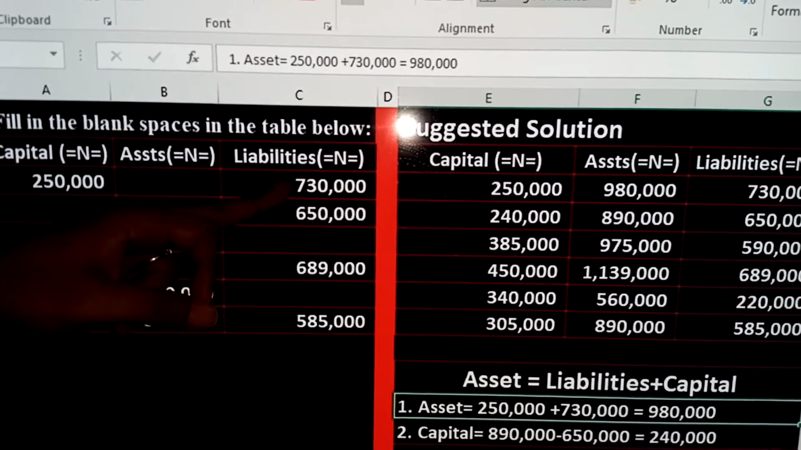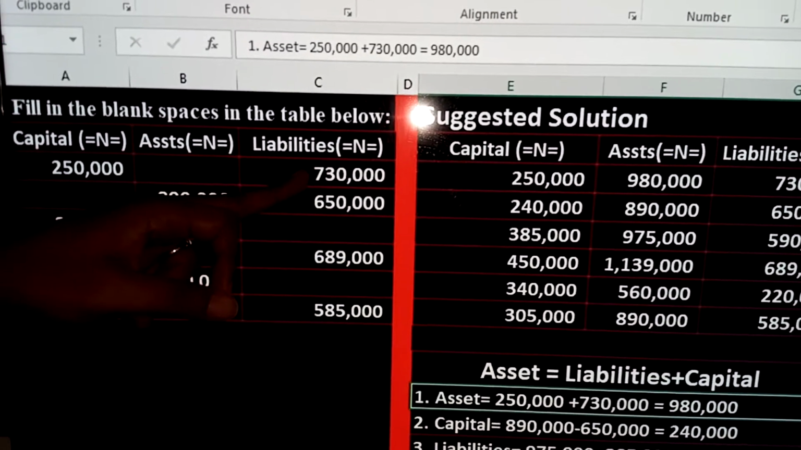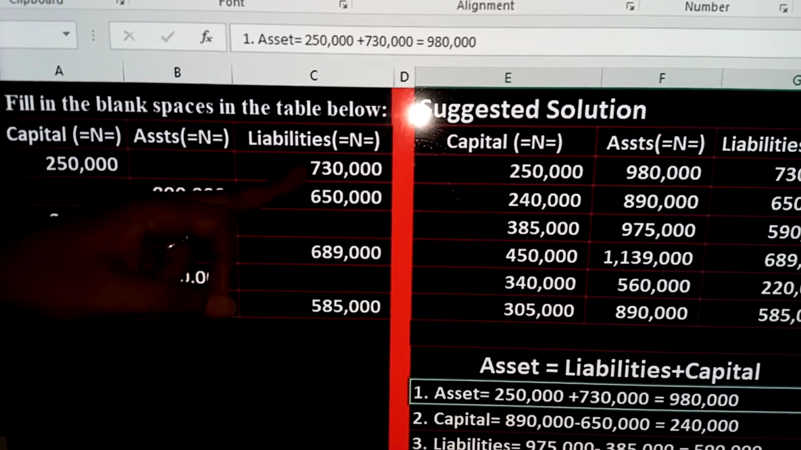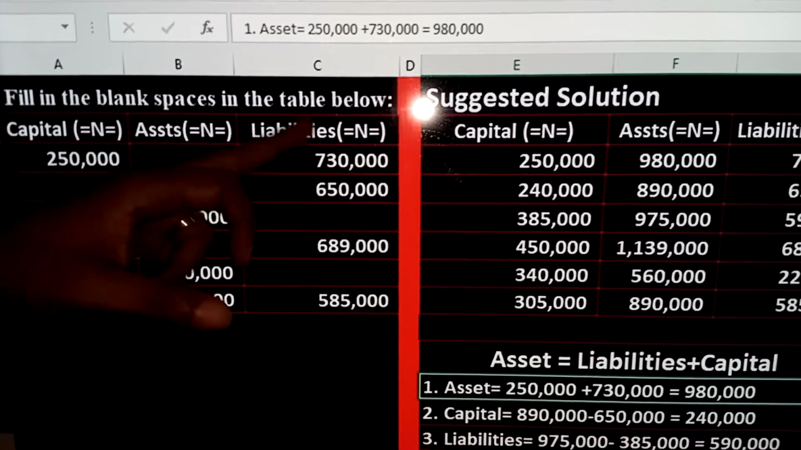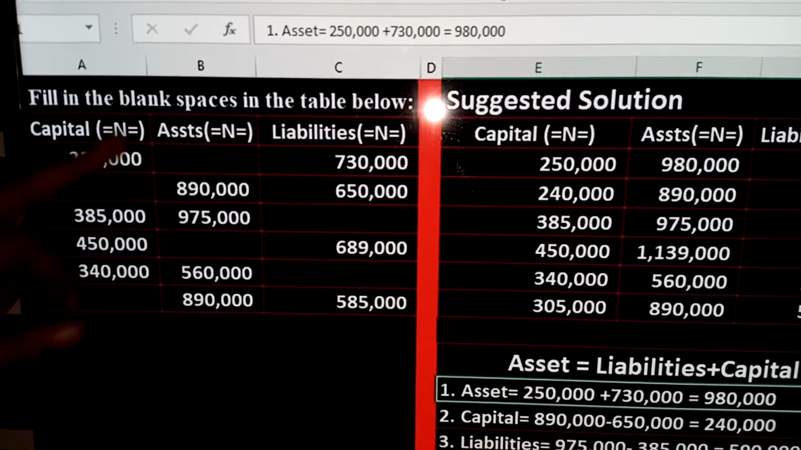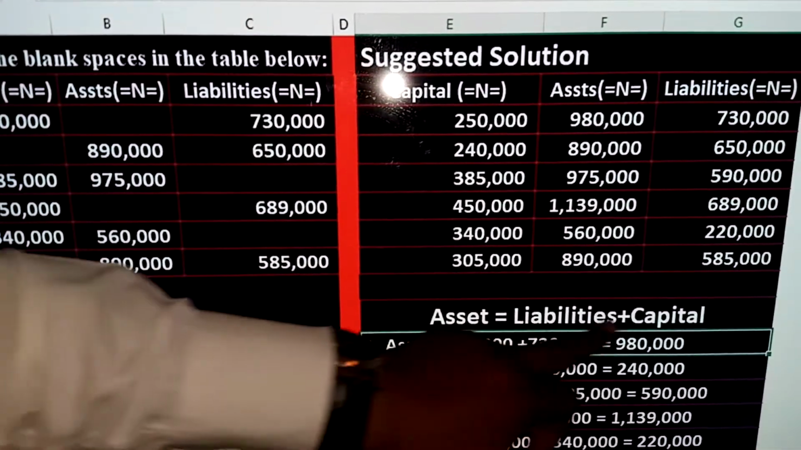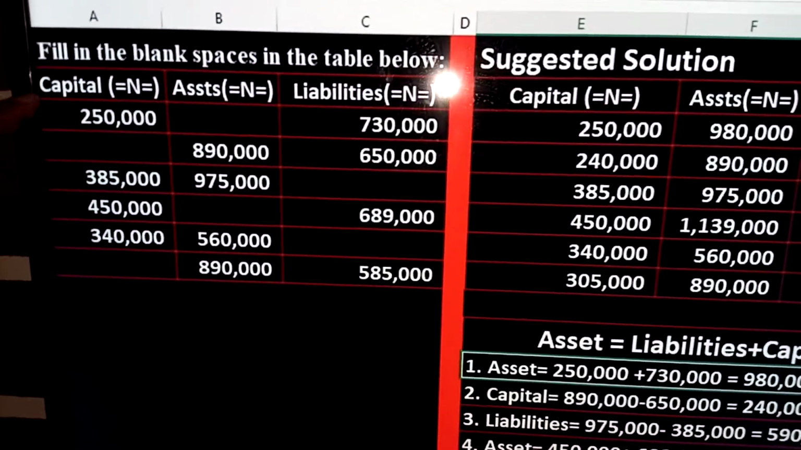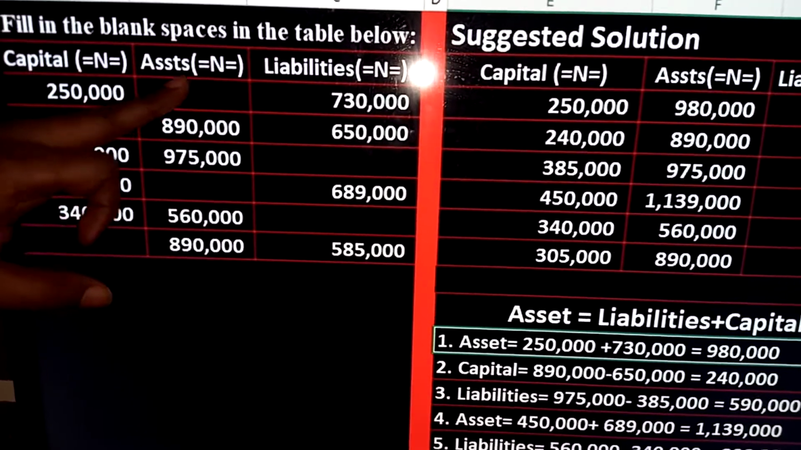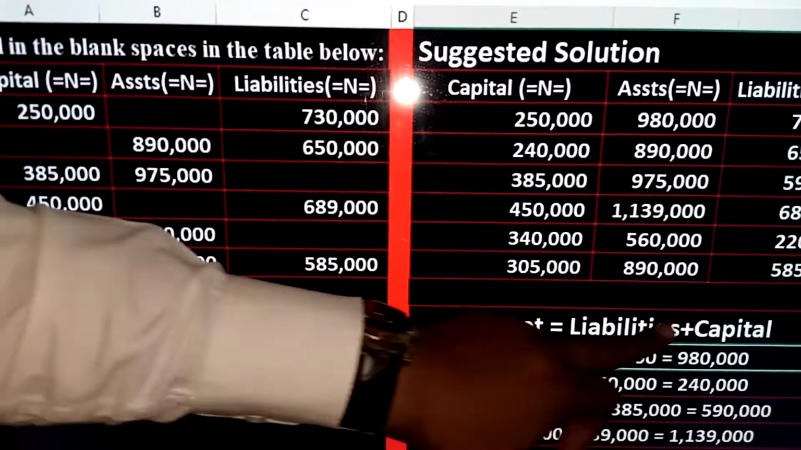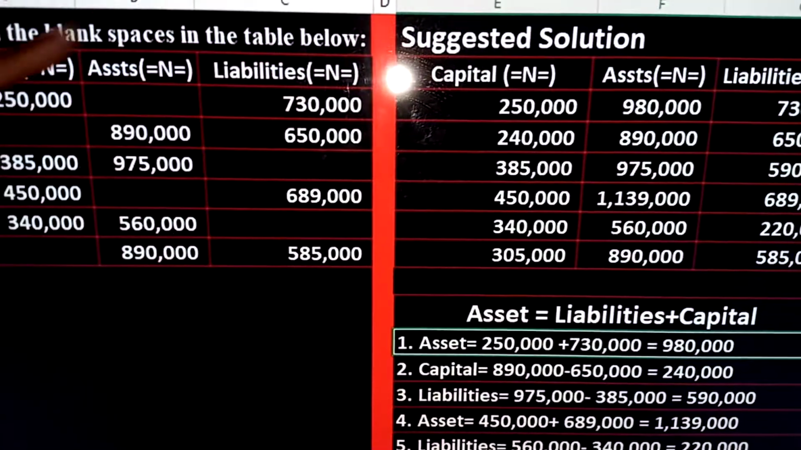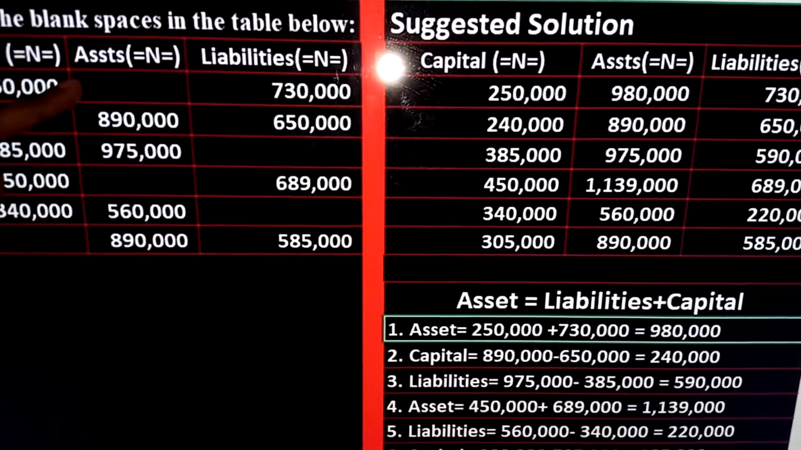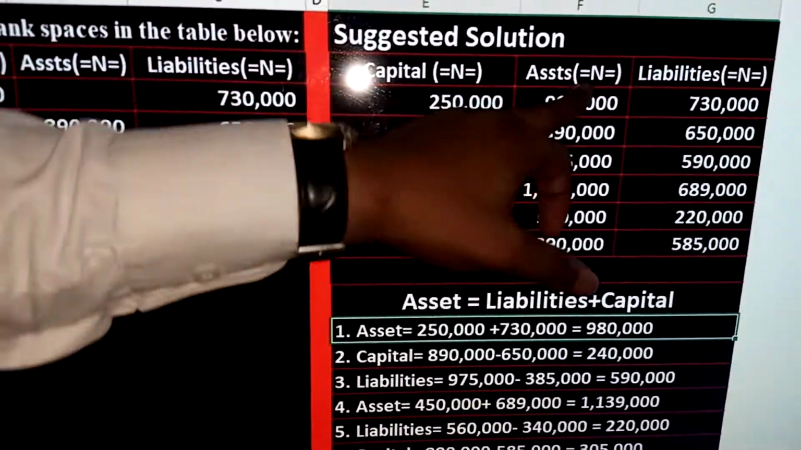And then your liabilities is a function of what? Long-term liabilities, short-term liabilities, and owner's what? Equity. So technically, your capital here is part of the liability. So we can say asset is equal to liabilities plus what? Capital. So in this question, we have capital, we don't have assets, we have liabilities. So if asset is equal to liabilities plus capital, it means our liability plus our capital is equal to our what? Asset. So 250,000 plus 730,000 is equal to 980,000.